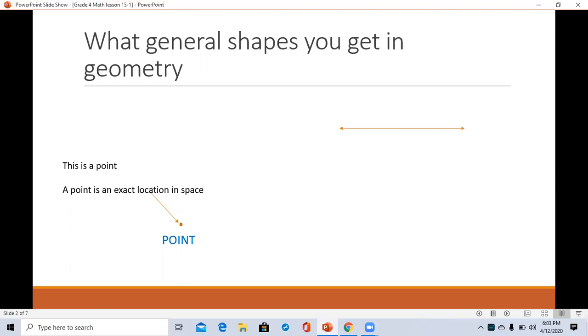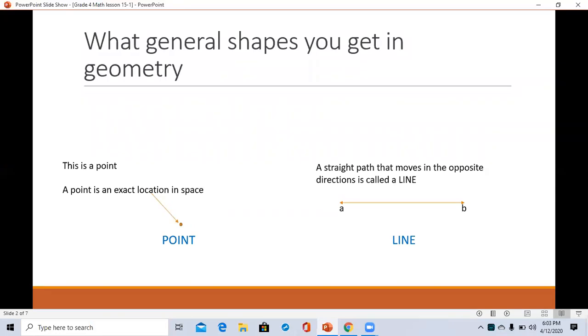When we look at this line, a straight path that moves in opposite directions is called a line. Note that this line has two little arrows on either side. We can call them A and B. This shows that the line goes on and on in opposite directions forever and ever. So when we name this line, we name it line AB. Look at that little line on top of AB. It has little arrows to show that this is a line.